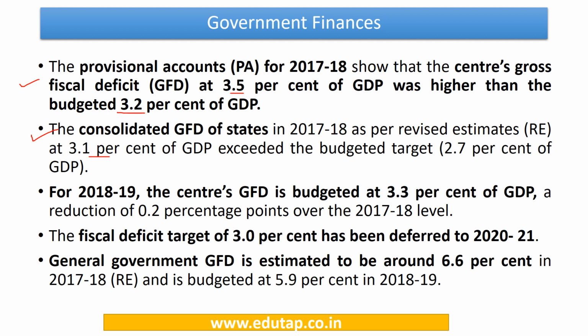If you talk about the coming year, 2018-19, the center's fiscal deficit target is budgeted at 3.3% of GDP, and the fiscal deficit target is 3%. Ultimately we have to move to this 3% target, and this has been deferred to 2020-21. And the general government gross fiscal deficit, which comprises both the center and the states, is around 6.6% in 2017-18 revised estimates, and it is budgeted at 5.9% in 2018-19.